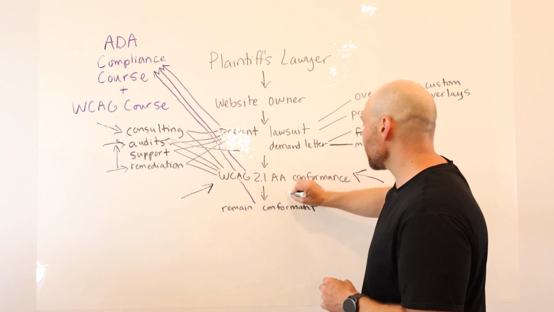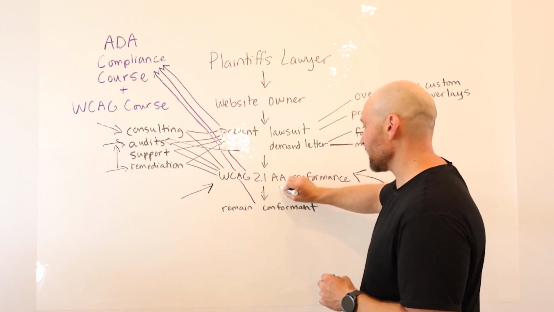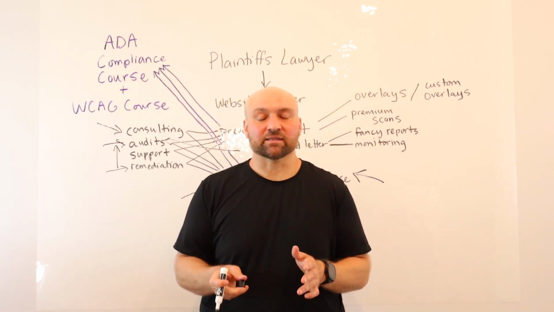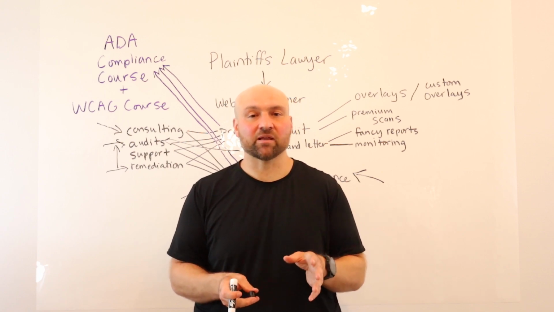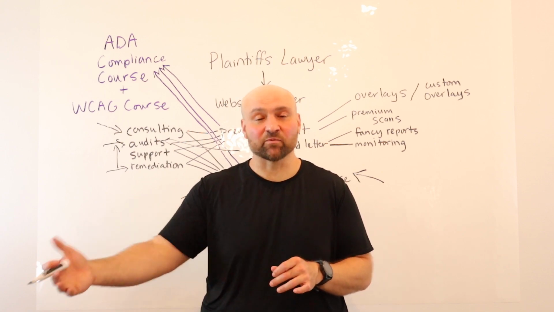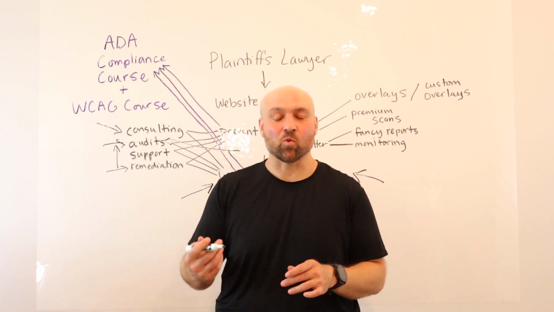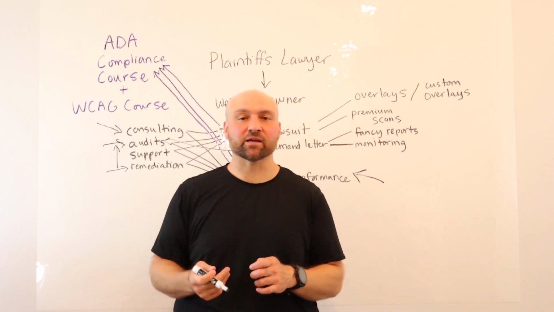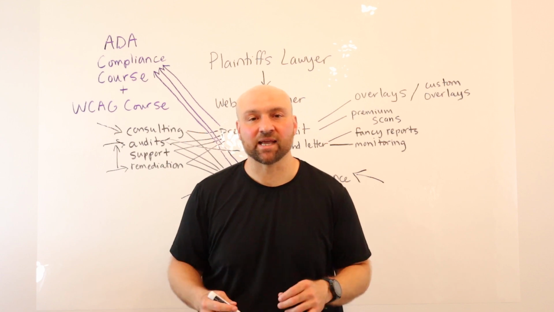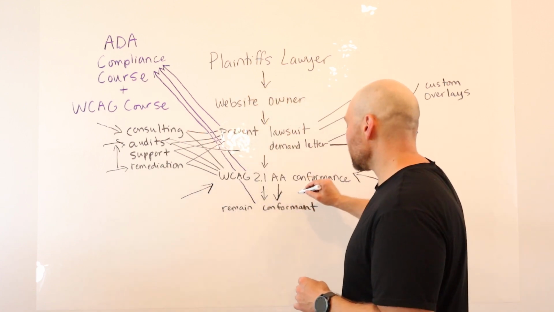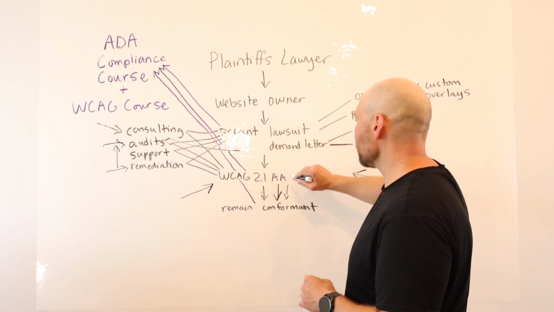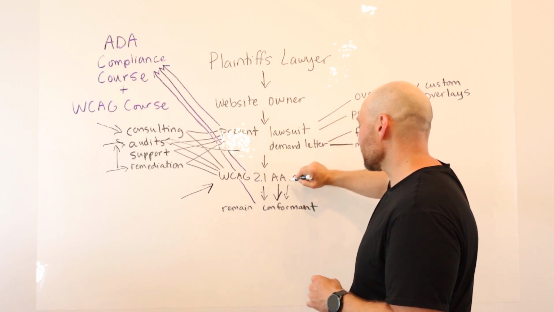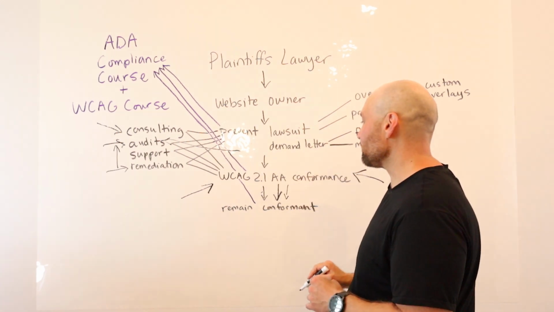So I mentioned WCAG 2.1 AA conformance. Once you get there, you want to stay there. You don't want to spend all of this money on accessibility and invest time and energy and really resources, so having your staff, your contractors work on accessibility, and then not remain accessible. So once you get to WCAG 2.1 AA conformance, you want to stay there. So that is the last part in my very rudimentary flow chart, from plaintiff's lawyers to website owner to preventing litigation to WCAG conformance, and then you want to remain conformant.